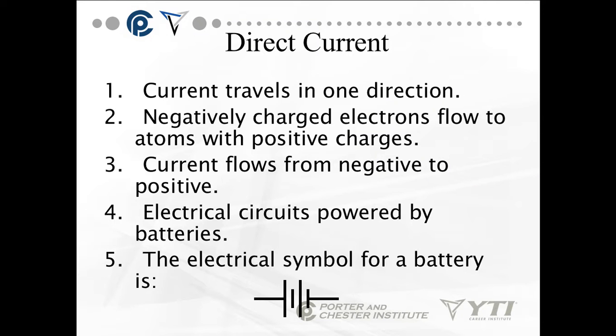Okay, we start off with direct current when we talk about electricity. Direct current is current that travels in one direction. Negatively charged particles flow through to atoms with positive charges, because remember, the atom is our most basic part of matter. Current flows from a negative to a positive. So electrical circuits powered by batteries are direct current systems.